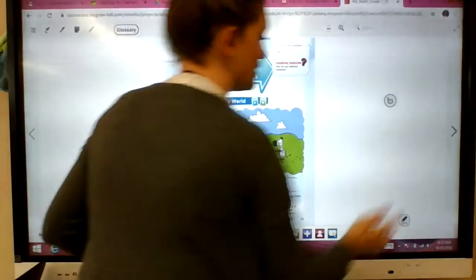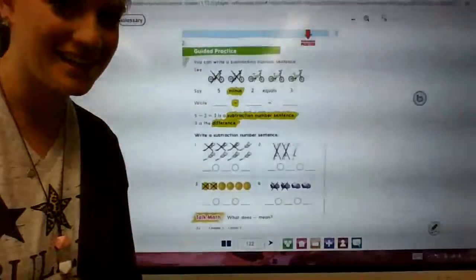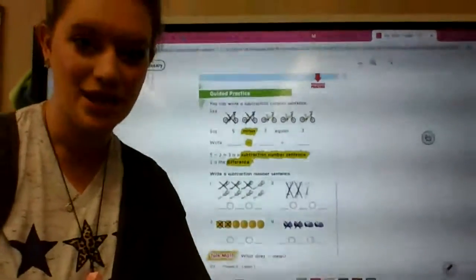And we are now going to move on to our guided practice, and it has some pictures of some bikes on it. So it says you can write a subtraction number sentence.